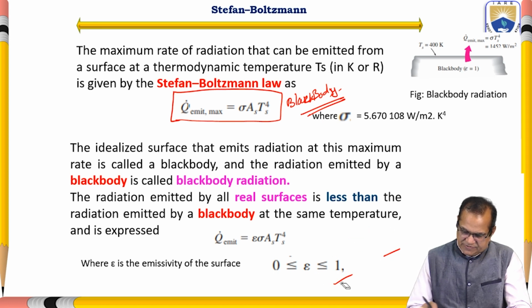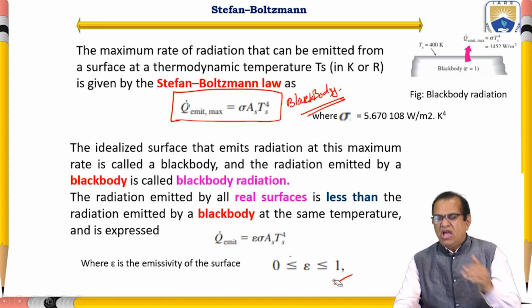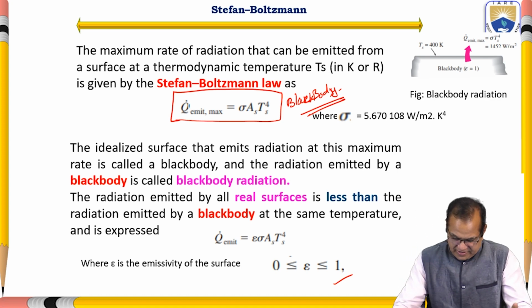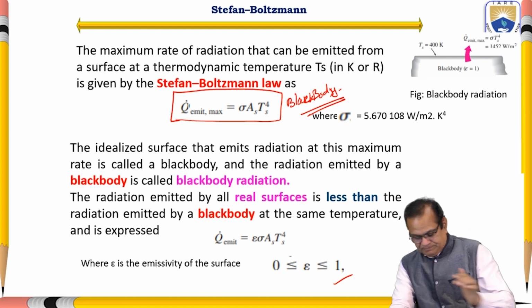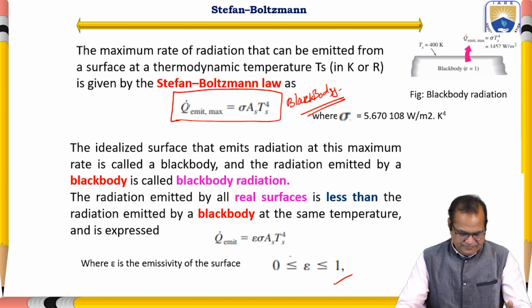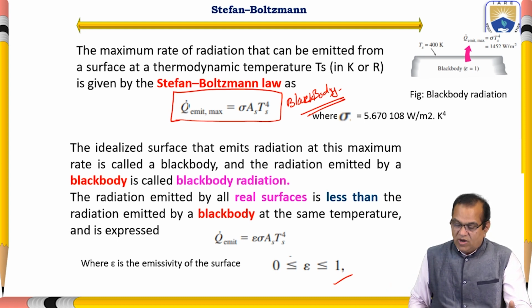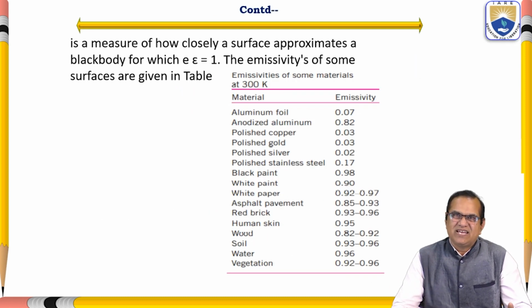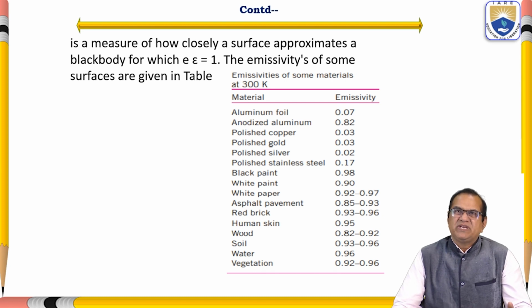So this epsilon value will range from 0 to 1, with 1 for the black body and 0 for the fully reflective surface. So this you can see here is a measure of how closely a surface approximates a black body, for which epsilon is equal to 1.